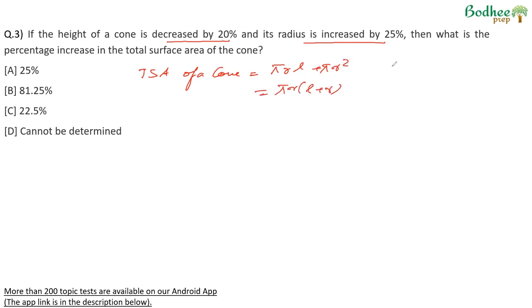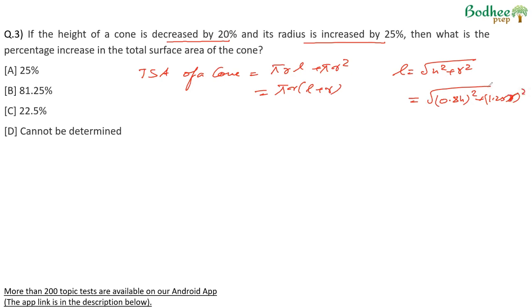Now the height is decreased by 20%. Also, we know that L is equal to root of h square plus r square. So if the original slant height was root of h square plus r square, the new height will be 20% less, so 0.8 h, and the new radius is increased by 25%, so 1.25 r.